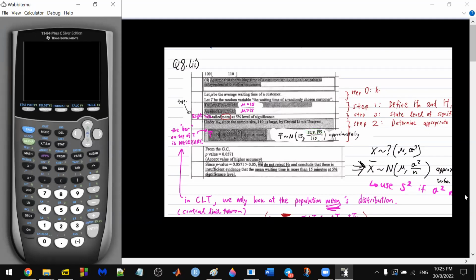Okay? And good. So now from the GC, you get a p-value of 0.0571. Then after that, we are now using method 2, step 4: find the p-value. Then step 5, we want to compare this p-value with the alpha. Alpha in this case we know is 5%, so 0.05. Then since the p-value is more than 0.05, we do not reject H0 and conclude that there is insufficient evidence that the mean waiting time is more than 15 minutes at 5% significance level.